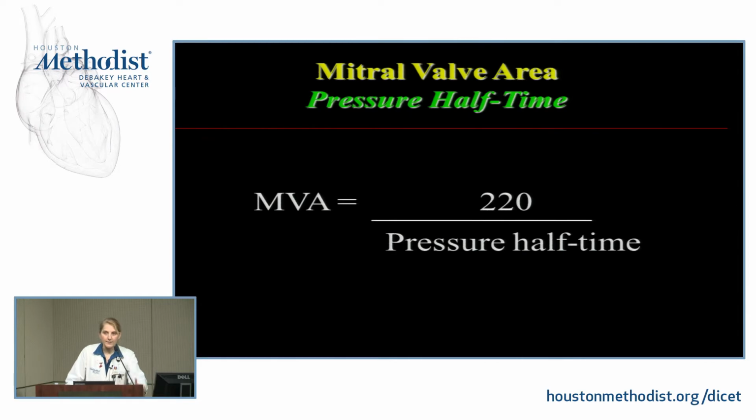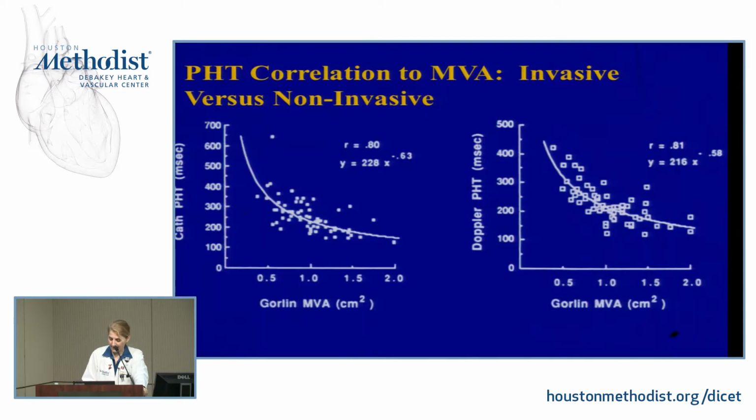So how do we calculate the mitral valve area? We talked about the pressure half-time, which is just 220 divided by the time it takes that pressure across that valve to decay in half.